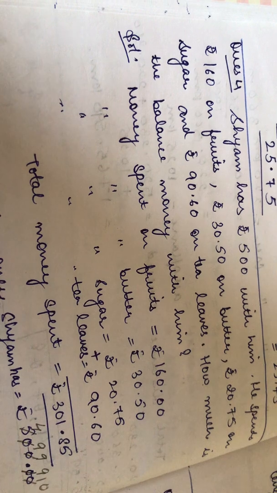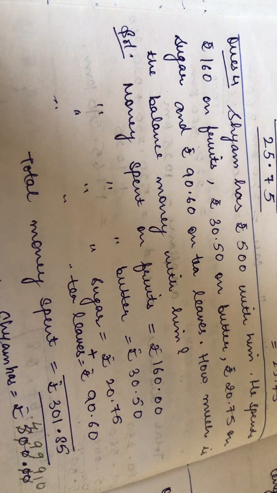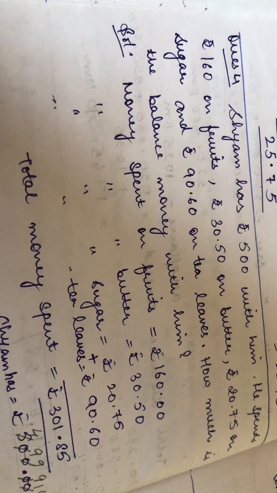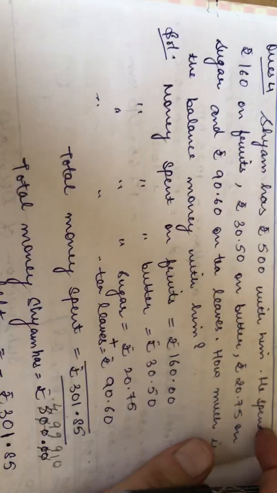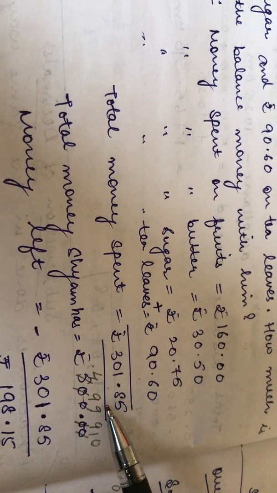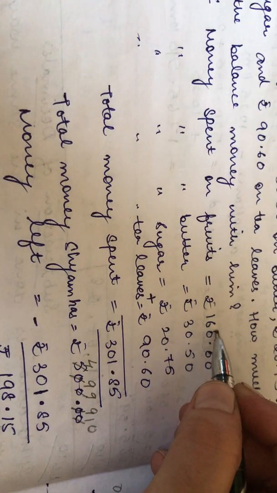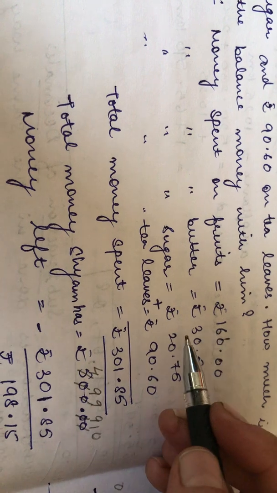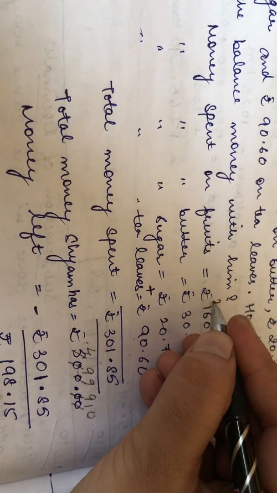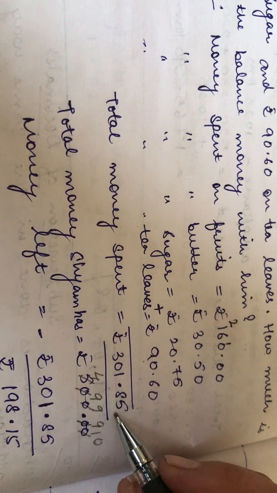So total money spent is the addition of all the 4. Firstly make them like. It is 160, so I will write it as 160.00 till 2 decimal places. Now add them. I am getting here 5, then 5 plus 7 plus 6, 18. Then 1 will come here for this carry. Then 6 plus 3 plus 2 plus 9 is 20. Again a 2 will be carried here. So 2 plus 1, 3. So total money spent is 301.85.